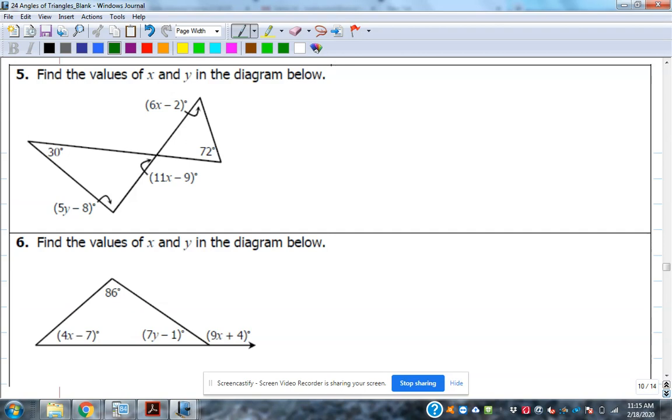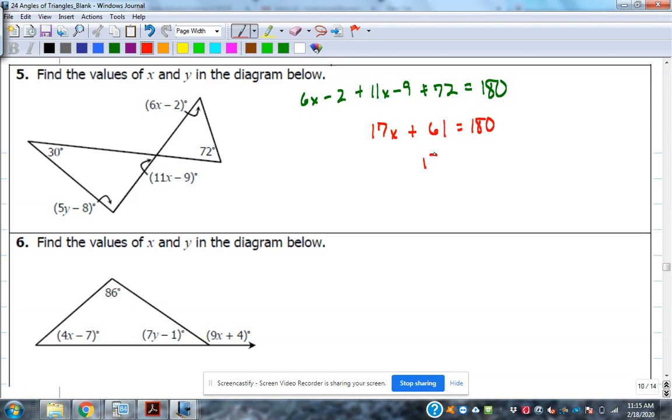Well, that's a little difficult because in this triangle, if I add them all together, I'm going to have two variables in my problem. That's a no-go. Those two are vertical angles. Oh, okay, so this is a vertical angle, so this one we could do with one variable. That's a good start. So 6x minus 2 plus 11x minus 9 plus 72 is equal to 180. 17x minus 11 plus 72 would be plus 61.